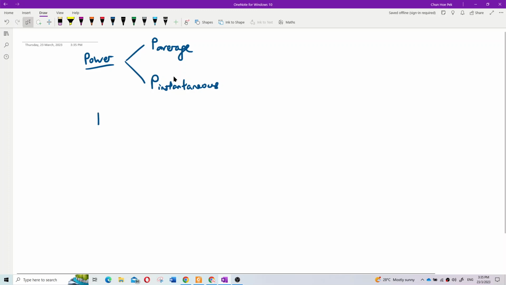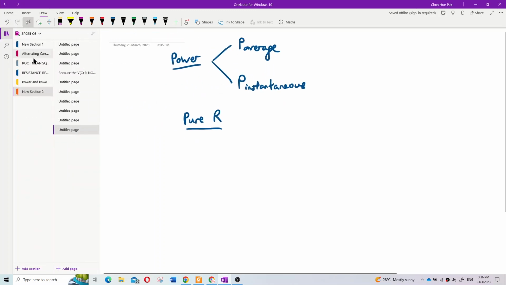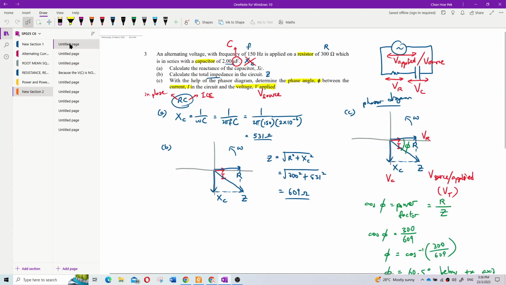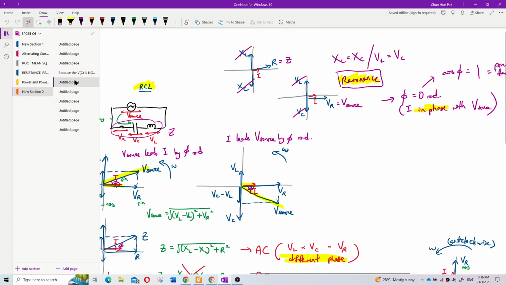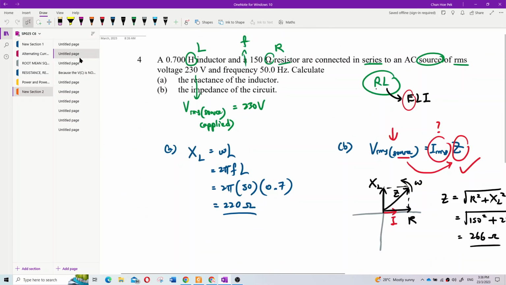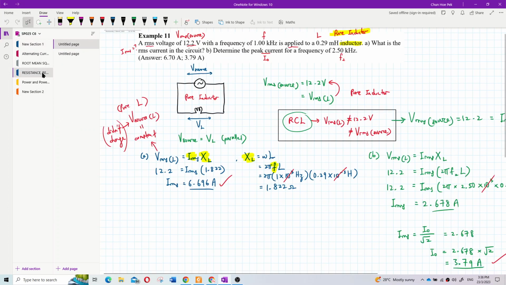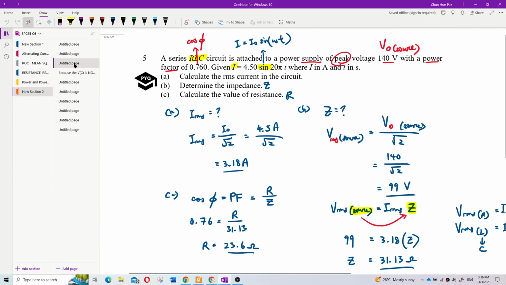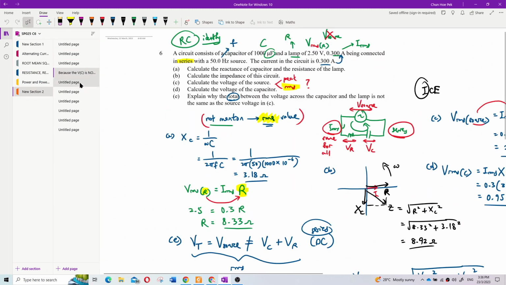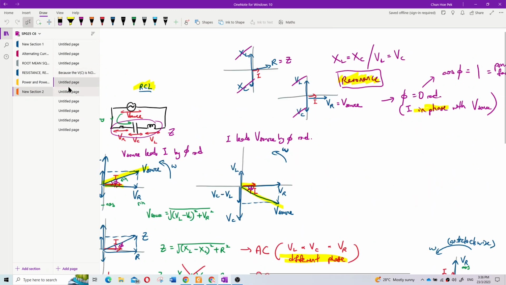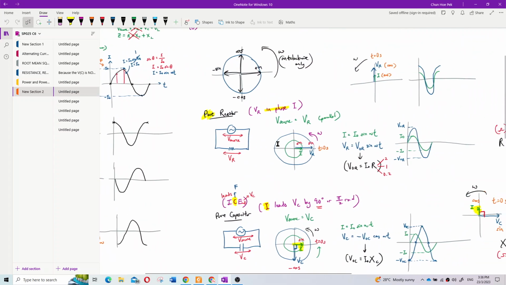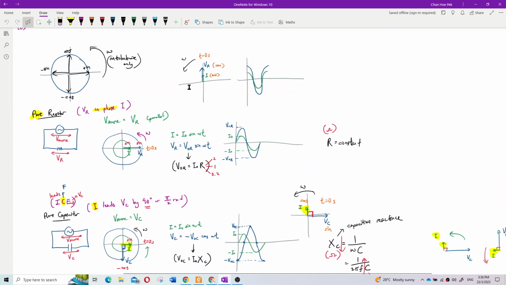Now let us first focus on pure resistor. A pure resistor circuit means only have one component. Let me see, did I? This is all history. Oh, I did, here. Yeah, this one. Better I continue from here.